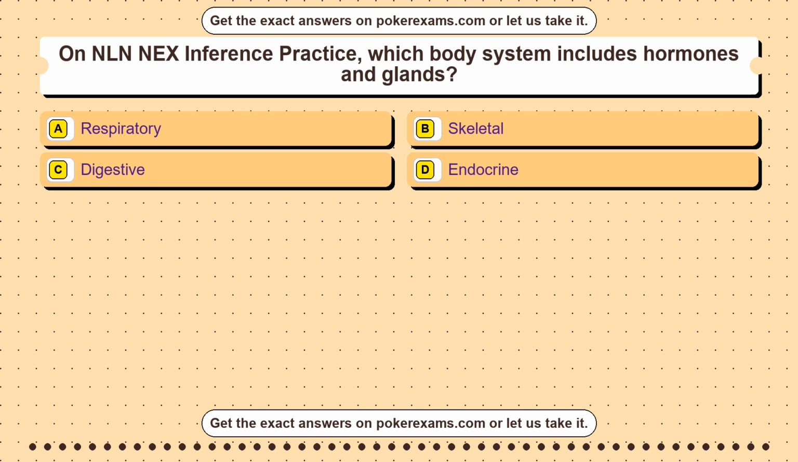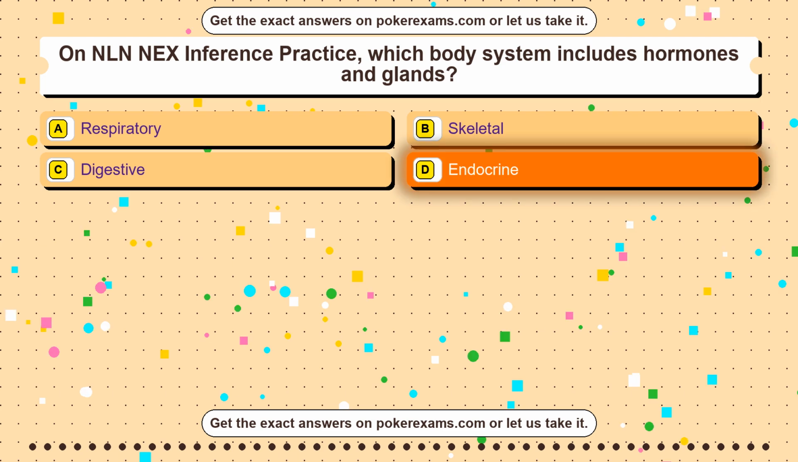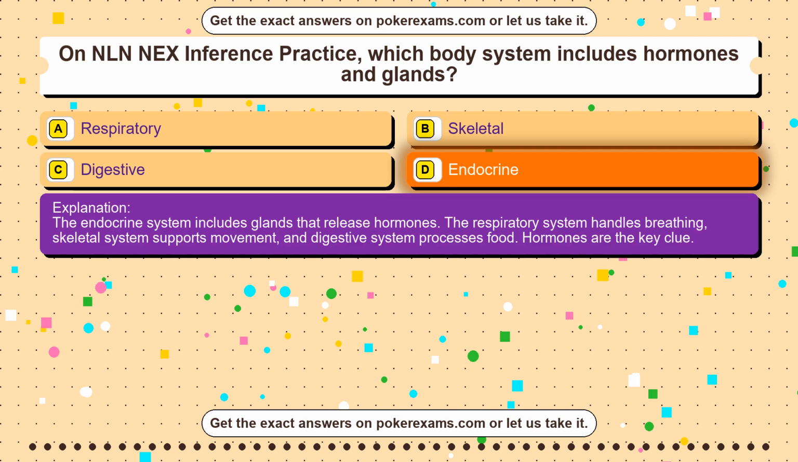Question 34. On get graphs and data practice, which social studies skill checks whether a source can be trusted? Option A solving equations. Option B balancing reactions. Option C finding area. Option D evaluating credibility. The correct answer is option D. Evaluating credibility. Evaluating credibility means judging whether a source is reliable and useful. Solving equations is math, balancing reactions is science, and finding area is geometry. Source reliability is central to social studies reading.